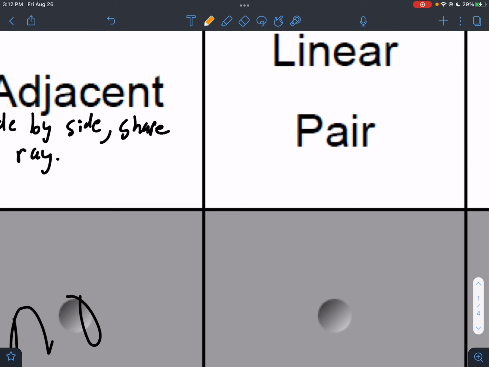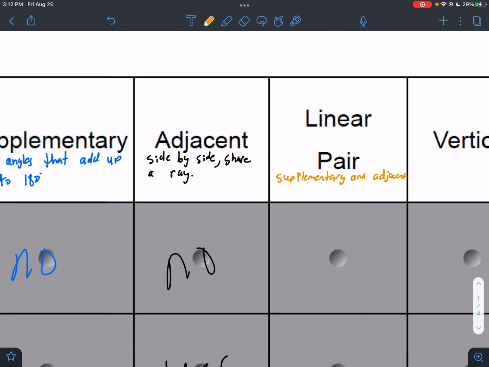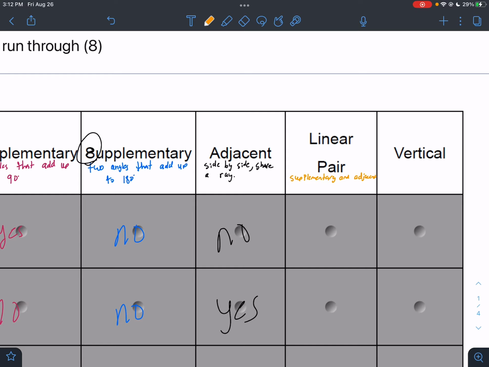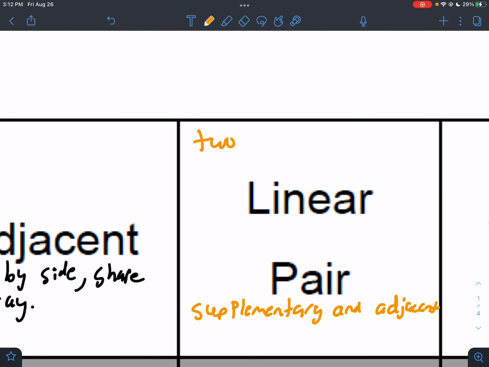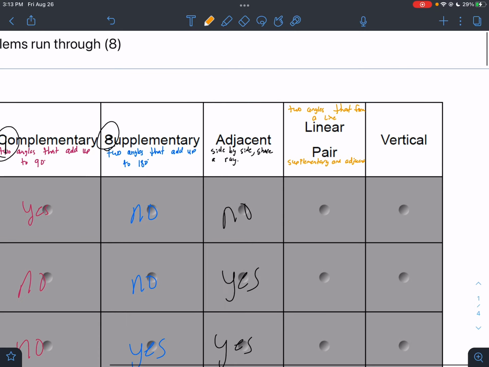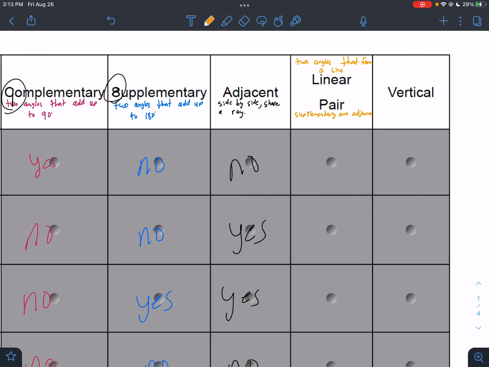They're actually a combination of two of the definitions we just said. They are supplementary, adjacent, supplementary and adjacent. That's their definition. They must be both things. They must be supplementary and adjacent. Another way I could say it is they must be two angles that form a line. And that's where the word linear pair comes from. Pair is two, linear meaning line. A linear pair is two angles that form a line. You can think about it either way.